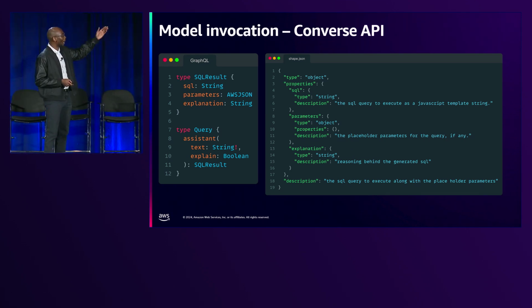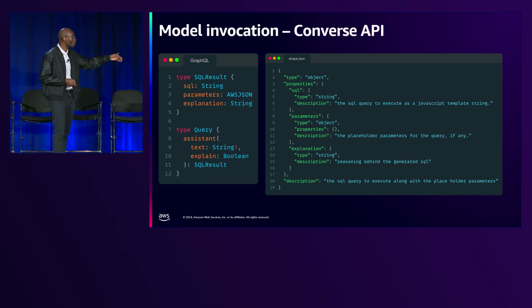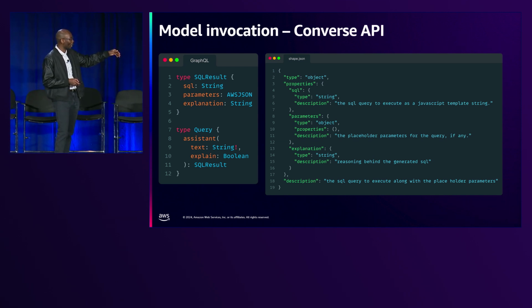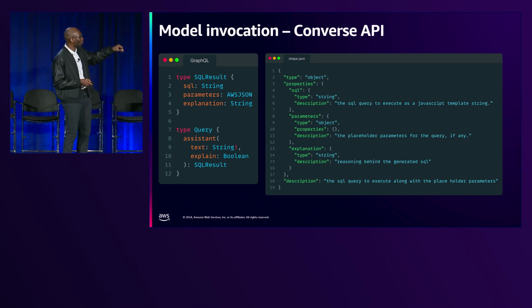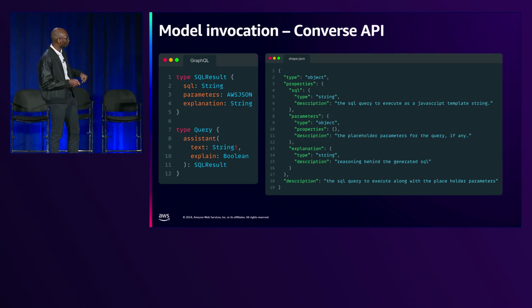Here's a schema. I have a schema with a query and an assistant query that essentially allows me to send natural query language requests to my backend models and ask it to convert it into an actual SQL query. What I'm doing here is that when I send my request to my assistant, I tell it to return a SQL result. And you can see the SQL result defined here with a SQL string, a parameter, and explanation.